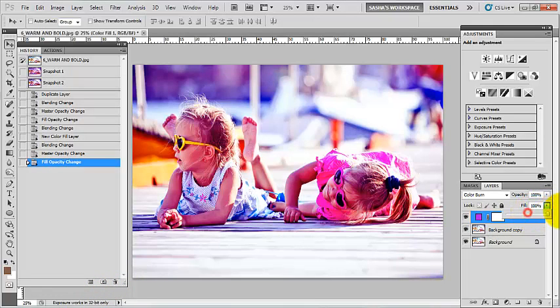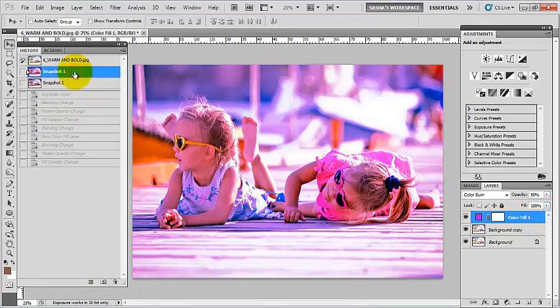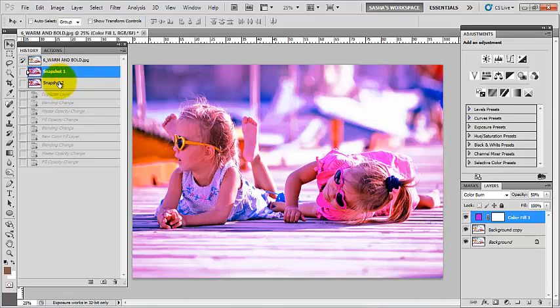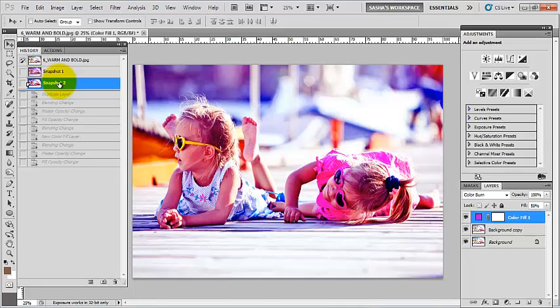Let's compare the two of those. Here was the opacity at 50%, and here is the fill at 50%. You can see that there is a pretty dramatic difference between the two, and in the looks that you are able to achieve with that.